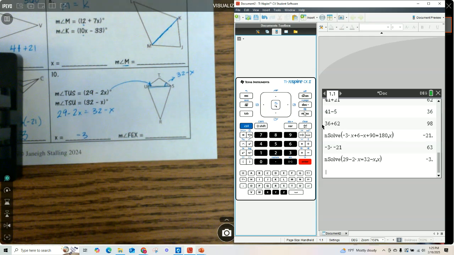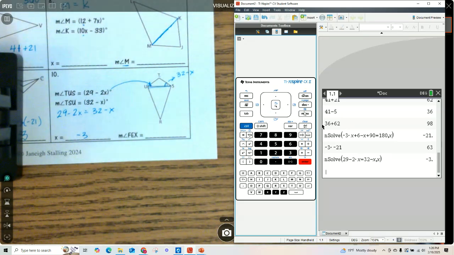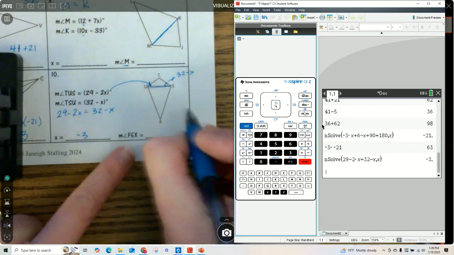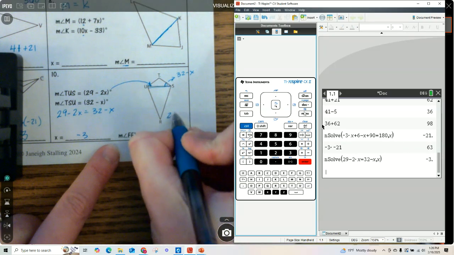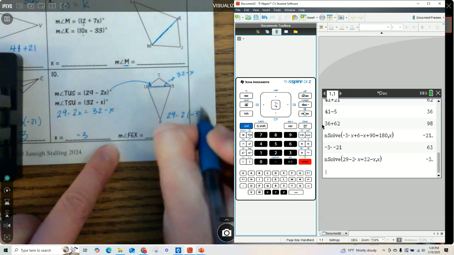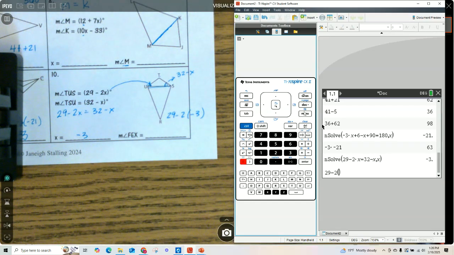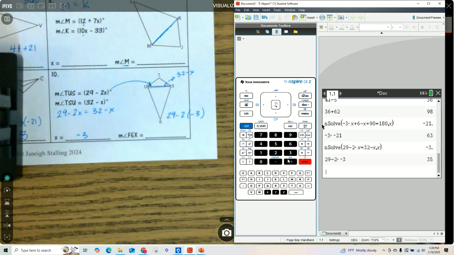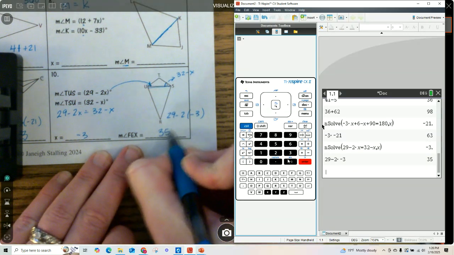Then this says, what's the measure of, ew, that's not right. Let's plug it in. Let's see what happens when we plug it into one of these. Let's just plug it into that top one. 29 minus 2 times -3. Yep, that's what it wanted. It just wanted you to plug it back in.